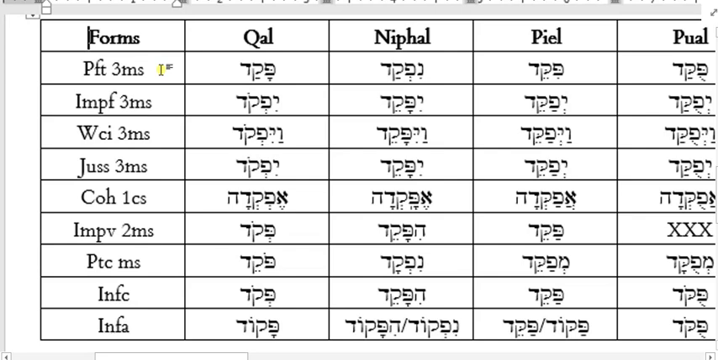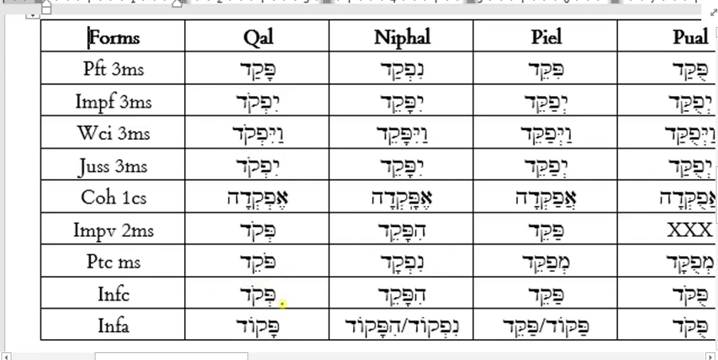If you look on the left-hand side here, I have, for example, the perfect 3MS, and we're going to give you that form for all the stems. So the Qal perfect 3MS, as you know, is pakad. We give you the imperfect 3MS form. So the Qal imperfect 3MS is yifkod. The vayiktol form, or the WCI, vayifkod. The jussive, yifkod. The cohortative, efkoda. The imperative, pakod. We're giving the most basic forms of these.